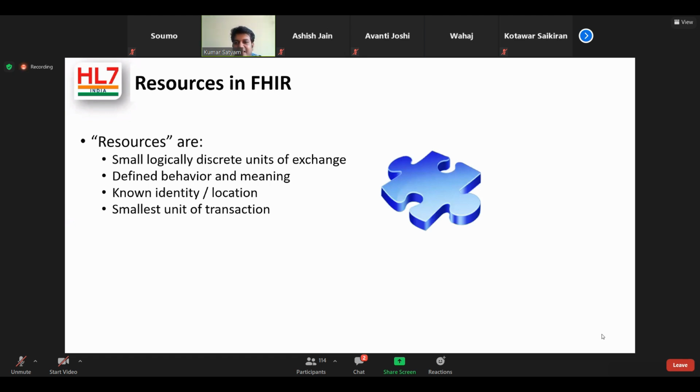They have a defined meaning and a behavior, and they have an identity. And in the RESTful world, they have a location, right? So on the server where you can find a particular resource or a particular instance of a resource. So that's what a resource is.